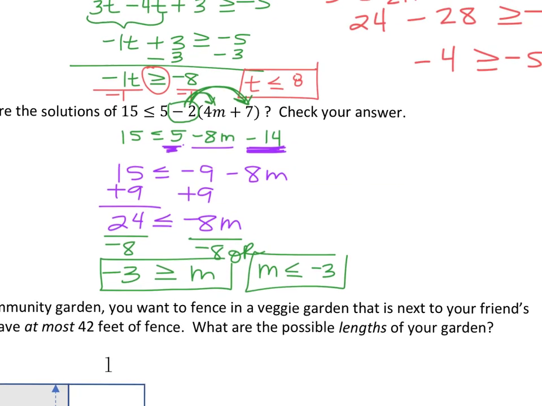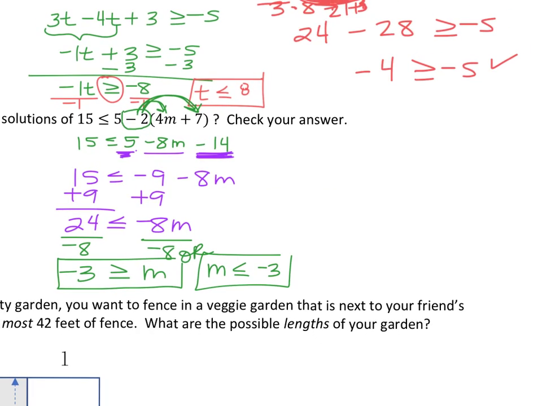Okay, so if we're gonna check our answer, what number is a good number to plug in? Less than or equal to negative 3 would be negative 4, negative 5, something like that. So let's plug in a negative 4. 15 is less than or equal to 5 minus 2 times 4 times negative 4 plus 7. Okay, so PEMDAS, we're going to do parentheses first.